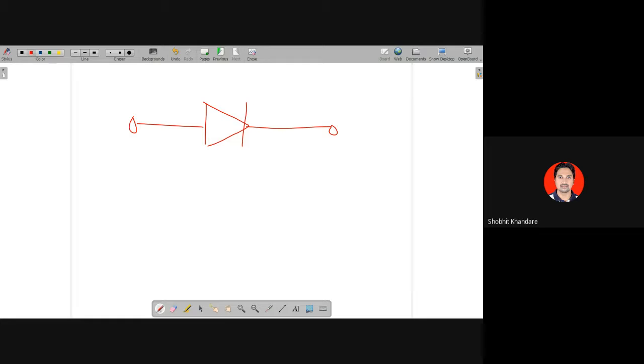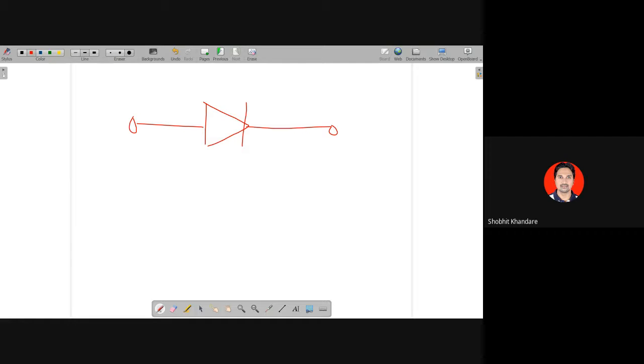If I'm drawing a diode, now we are gradually moving towards the understanding of logic families. We have started with the analog signal, analog circuit, digital signal, digital circuit. What are the components in the analog circuit? What are the components in the digital circuit? And gradually, we are moving towards the understanding of logic family with the understanding of diode and BJT.